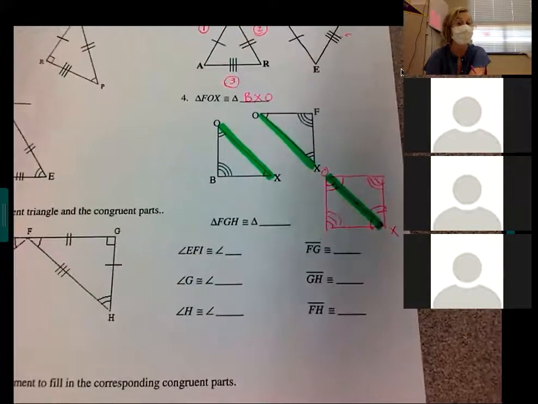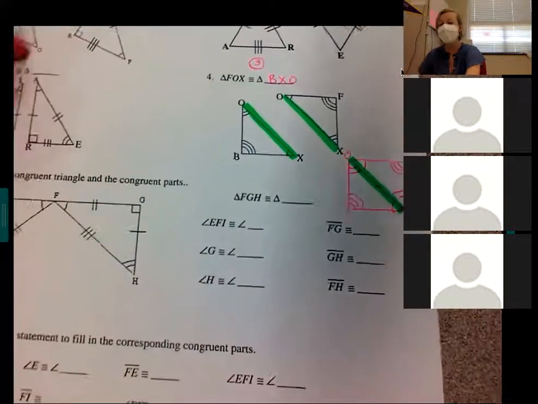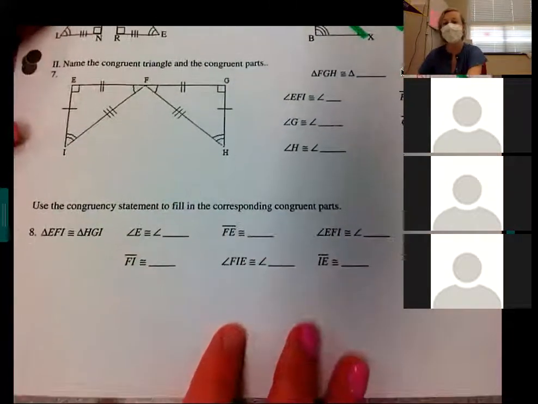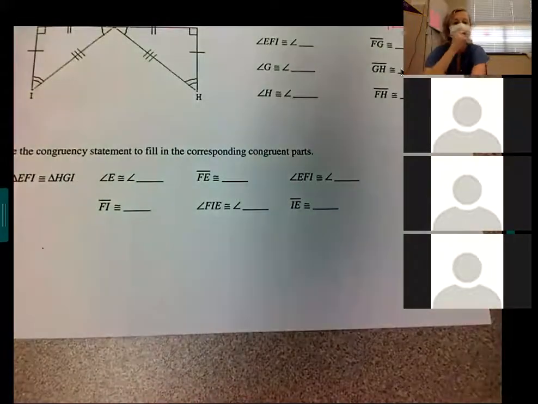People at home, are y'all okay? Yeah. Do we feel like we could name congruent triangles? Yes. Okay, so I'm going to skip 7. I don't think we need to do one like that because I gave you a picture. I want to talk about 8.